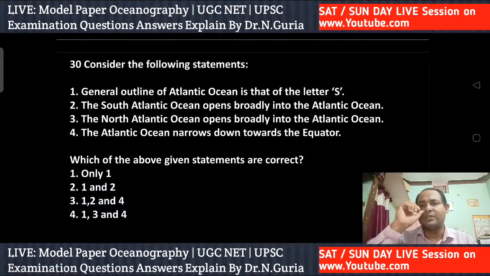Next, another question. Consider the following statements. The general outline of the Atlantic Ocean is of letter S. The South Atlantic Ocean opens broadly into the Atlantic Ocean. The North Atlantic Ocean opens broadly into the Atlantic Ocean. The Atlantic Ocean narrows down toward the equator. Which are the correct statements? Only 1 and 2, 1, 2 and 4, or 1, 3 and 4. Very interesting question. I explained this question.